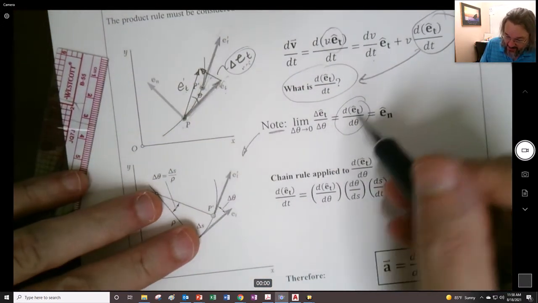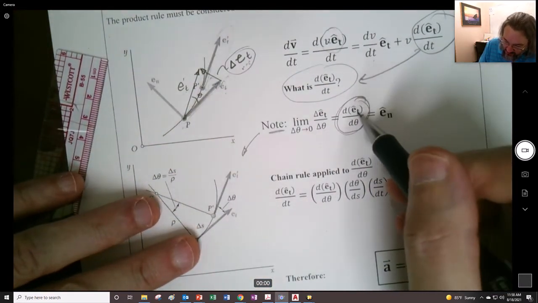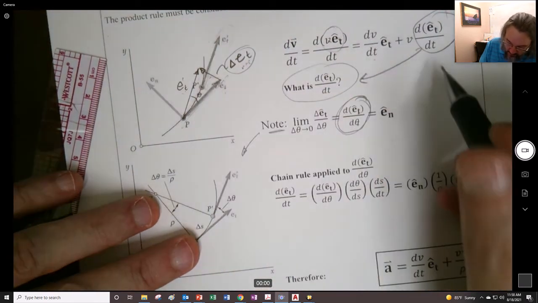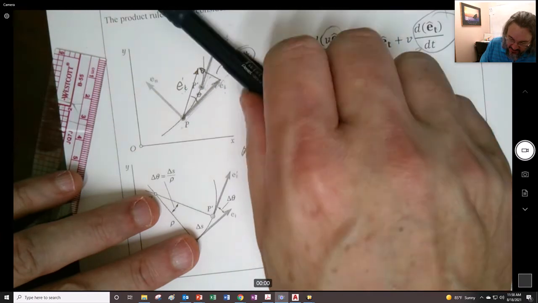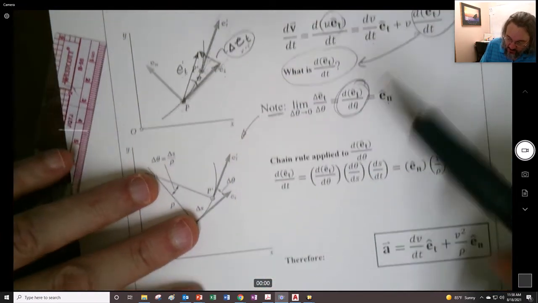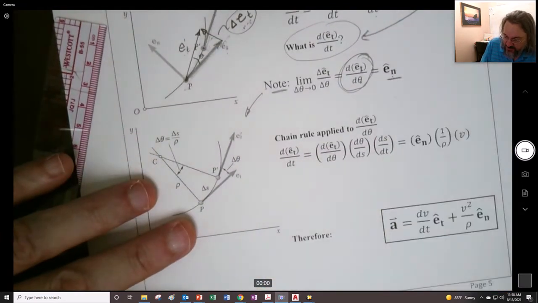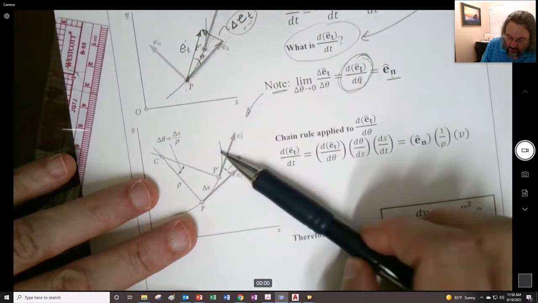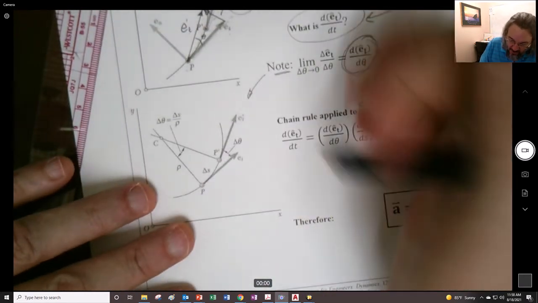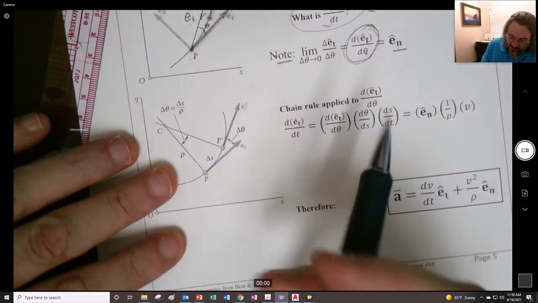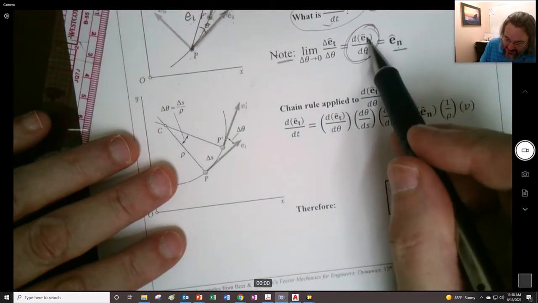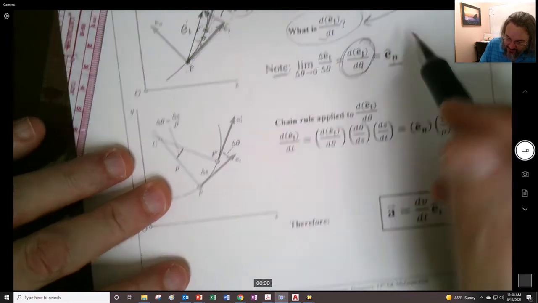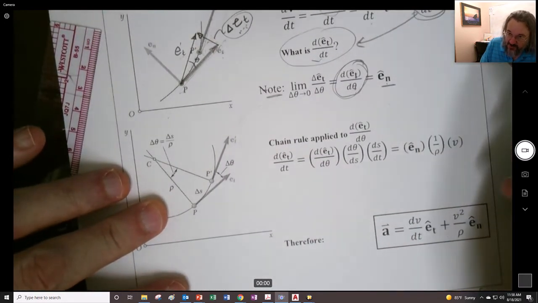So we can say that the derivative of this ET with respect to a change in angle is equal to EN, because it becomes normal to it. Here's the point where we start defining what EN is: it's perpendicular, because this thing got smaller and smaller, right? So I take back what I said about down here. But now, this is DET d theta. We need it dt, right? So how do we do that?